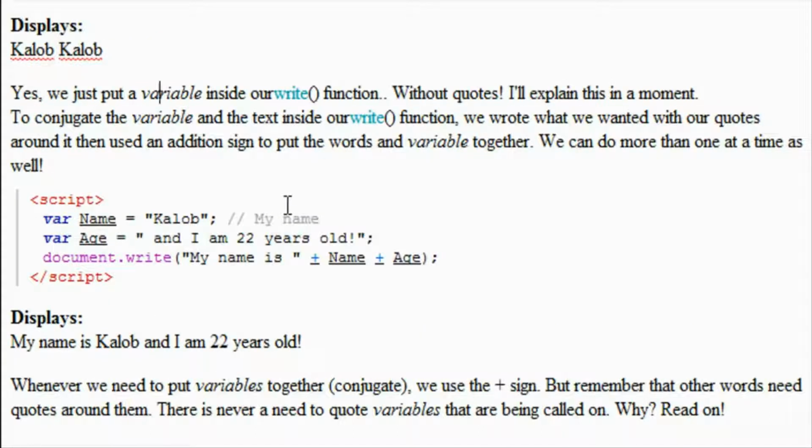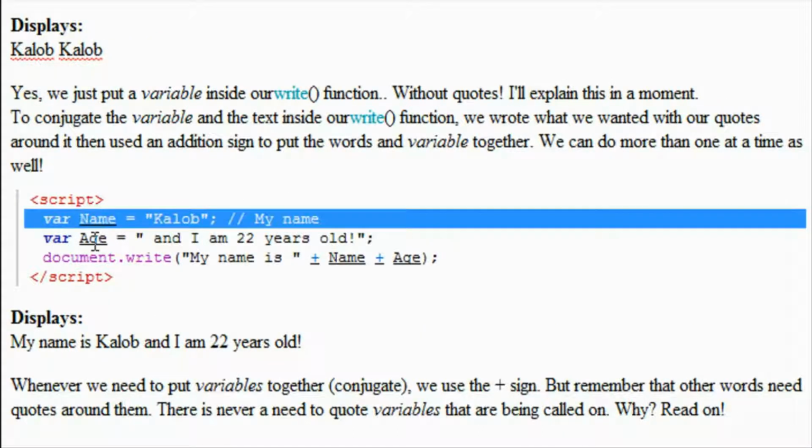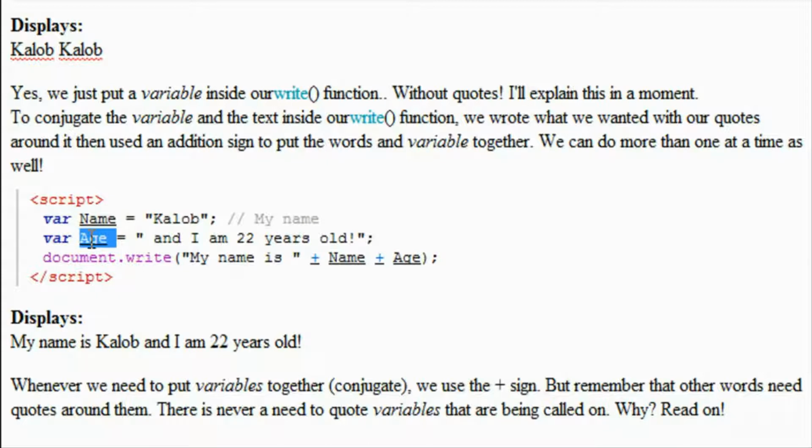Now just to go over this once more, and what if we had two variables? We had name and age. Well, name is equal to my name, Caleb. Age, it's not even a number. Well, that's because you can assign any variable to any value. And in this case, we assigned a string to the age variable. The string being, and I am 22 years old.